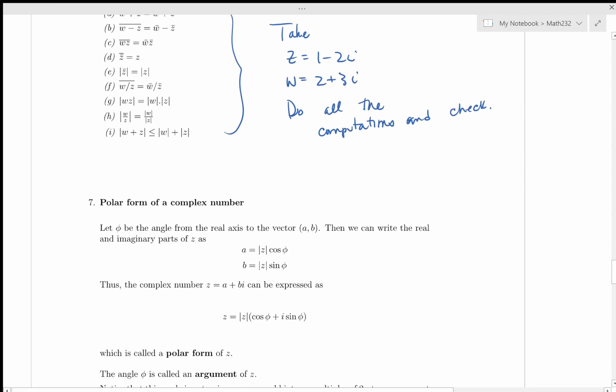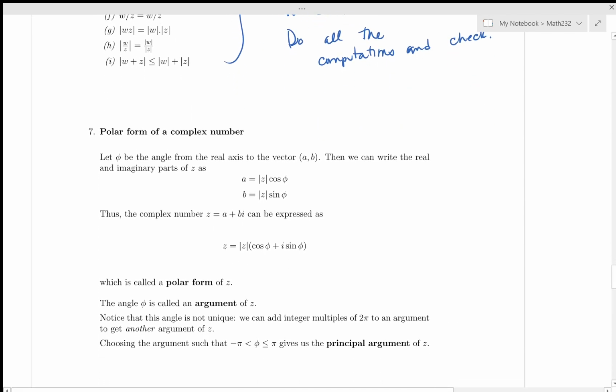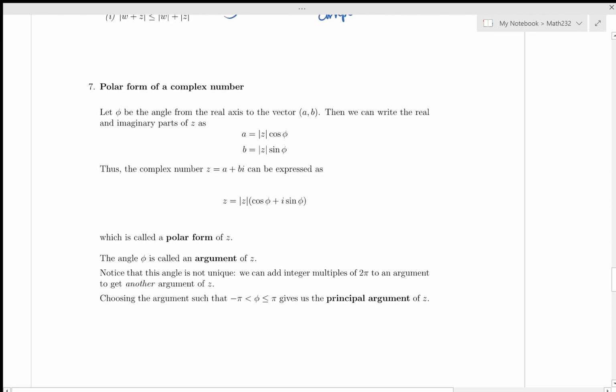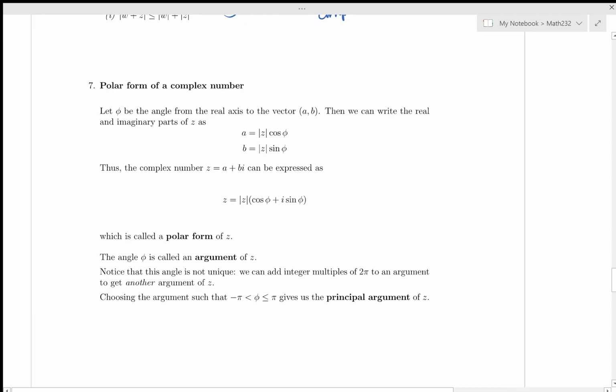Okay, next point. So far we've been representing the complex number a plus bi in the rectangular coordinate system, and what we can do is have a polar form of the complex number. Okay, so let us take a look. We define phi to be the angle from the real axis to the vector AB, and then we can write the real and imaginary components of z. Now let's remember that z is a plus bi.